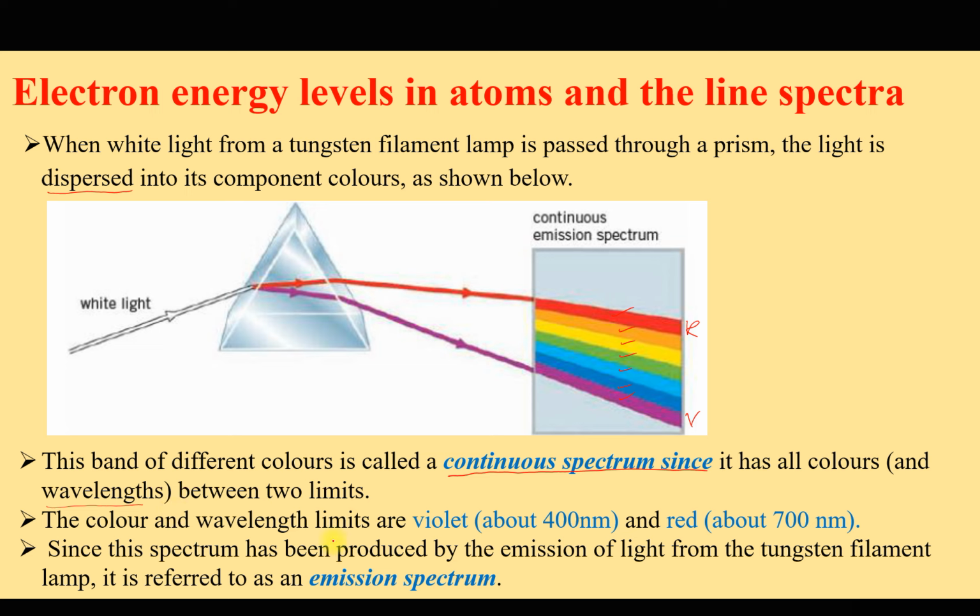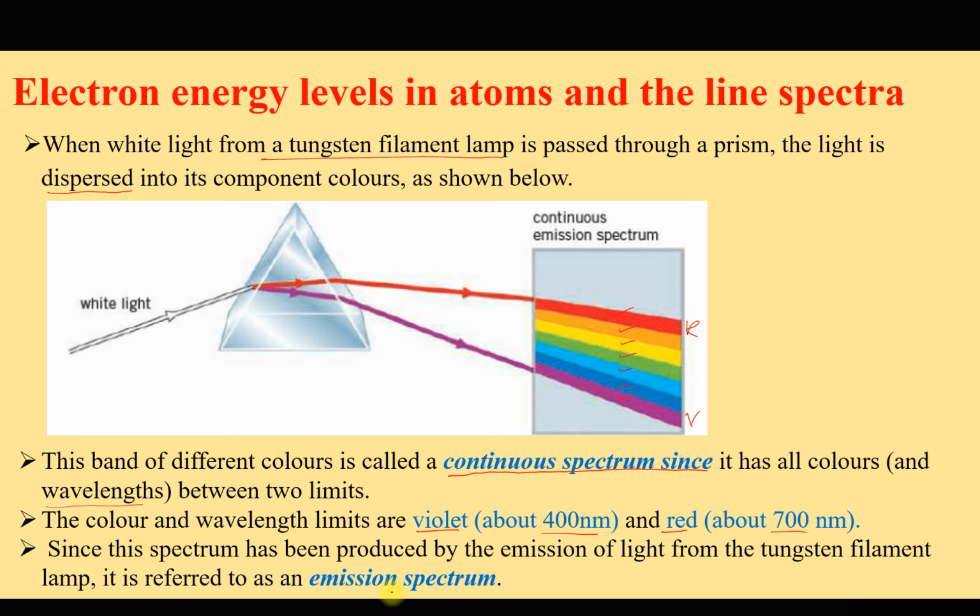The color and wavelength limits are violet, which is around 400 nanometers, as you saw in AS physics, and red, which has about 700 nanometers, as you saw in AS physics. Since this spectrum has been produced by the emission of light from the tungsten filament, which I mentioned here, it is referred to as an emission spectrum.